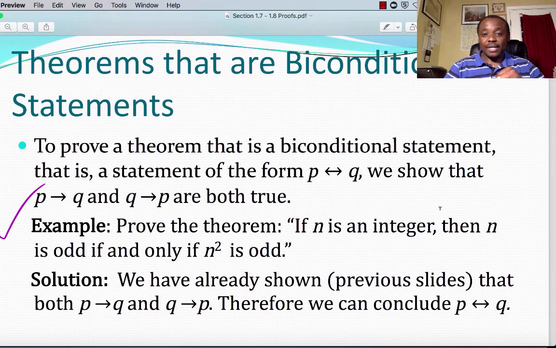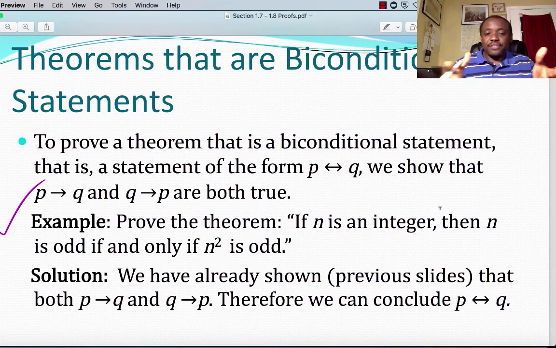So that is how we handle bi-conditional statements. We prove the forward direction and the reverse direction. And we can use direct or indirect proofs on either of the directions. And that is when we say you're getting mature in proofs.